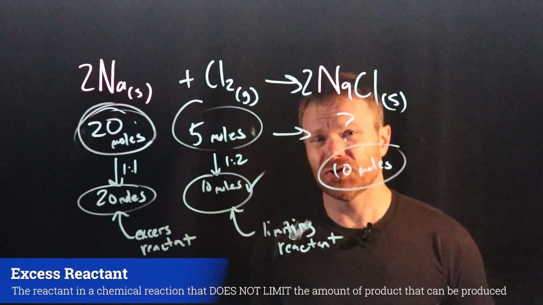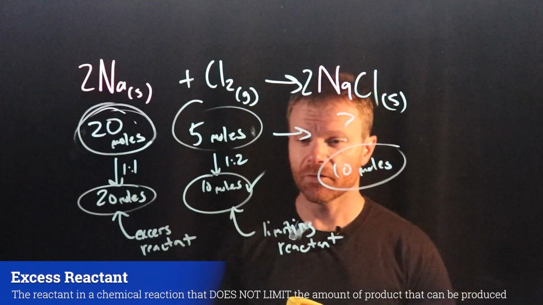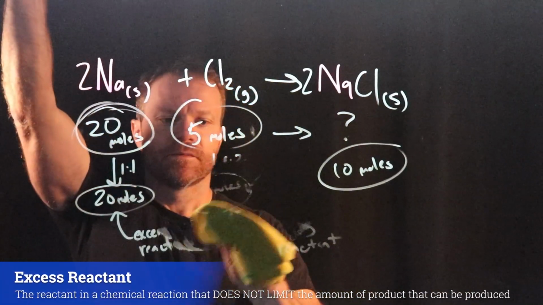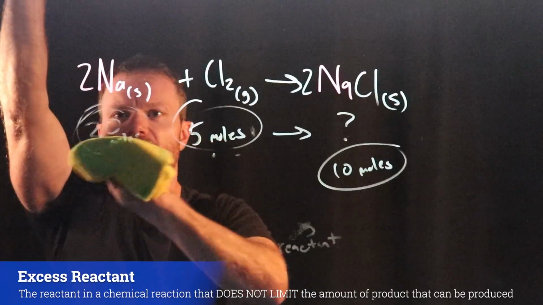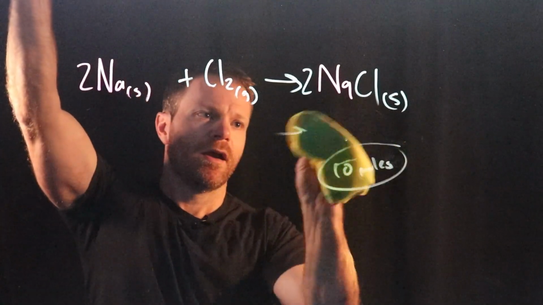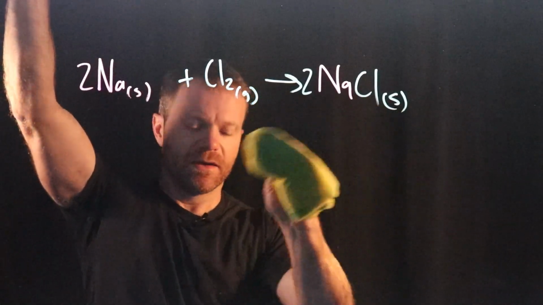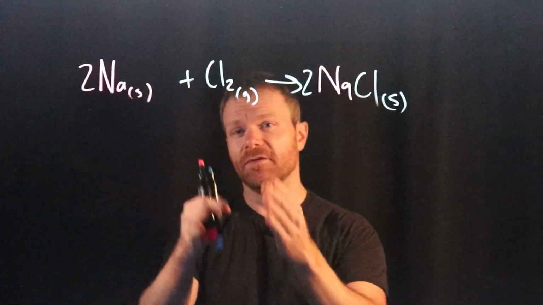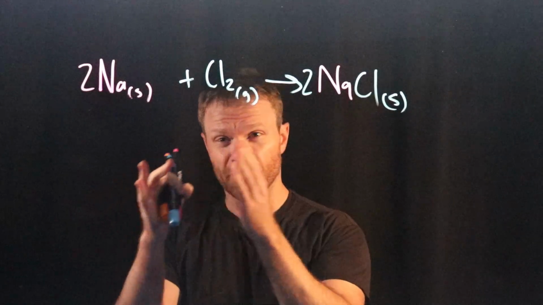Because there's extra of it. There's some excess left over. Okay. So now with our stoichiometry problems, we actually have to consider how much of the stuff we can actually make, looking at all the relevant reactants and not just one of the reactants.